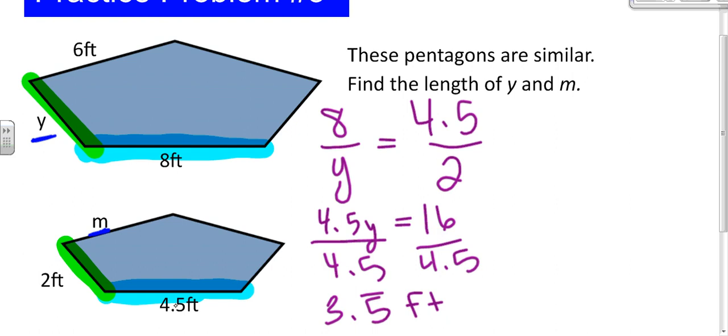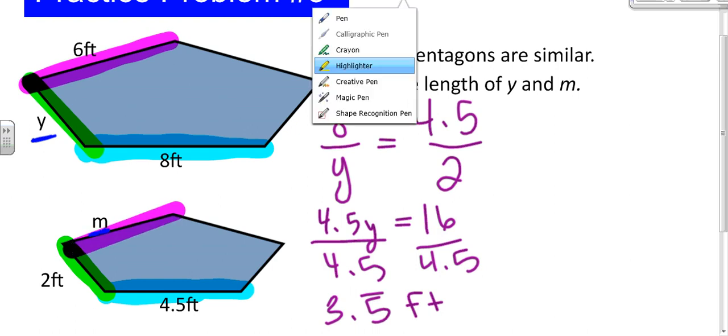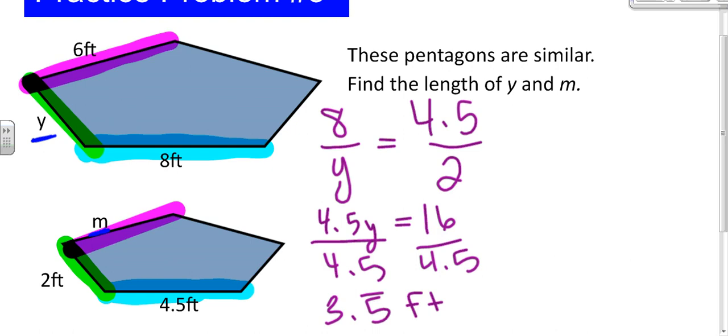I'm going to again use this 8 feet and 4.5 feet, but then I'm just going to look at the top here. So this 6 foot side corresponds to the M here. So when I set up my proportion, I'm going to set it up as 8 feet to 6 feet, so the base to the top here, and that's going to be equal to the base of the smaller pentagon to M, the top of the smaller pentagon. And again, just cross multiply to solve.